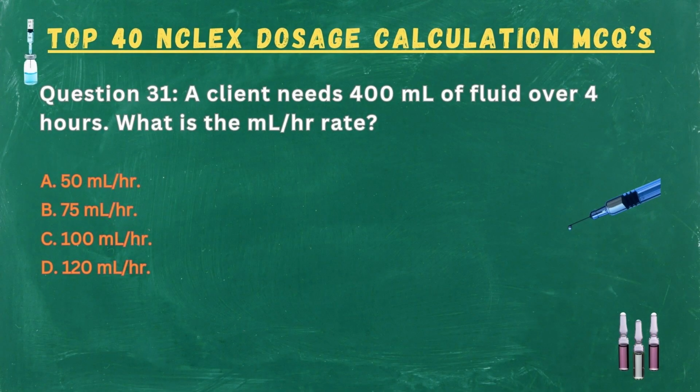Question 31. A client needs 400 milliliters of fluid over 4 hours. What is the ml/HR rate? A. 50 milliliters per hour. B. 75 milliliters per hour. C. 100 milliliters per hour. D. 120 milliliters per hour. Answer: C. 100 milliliters per hour.